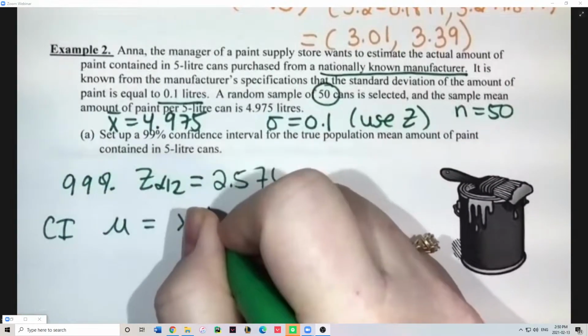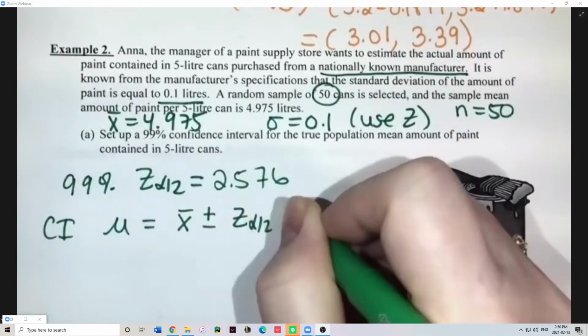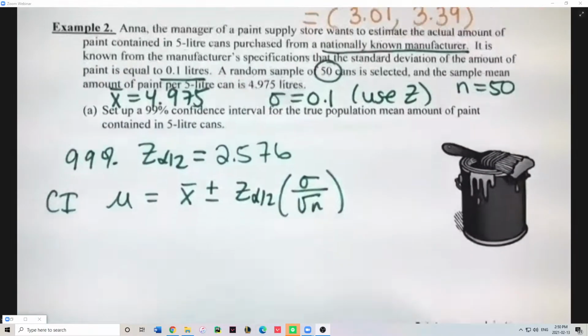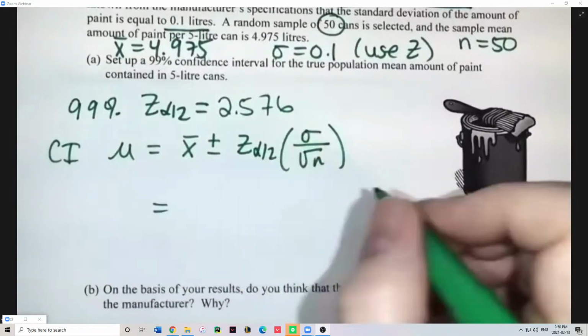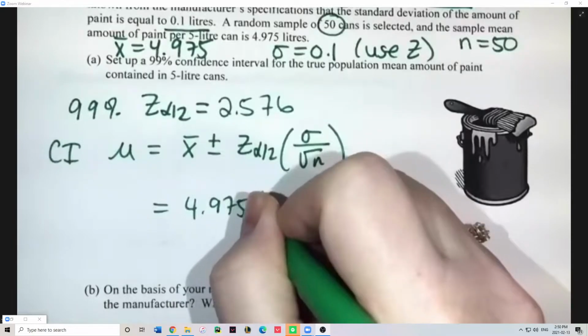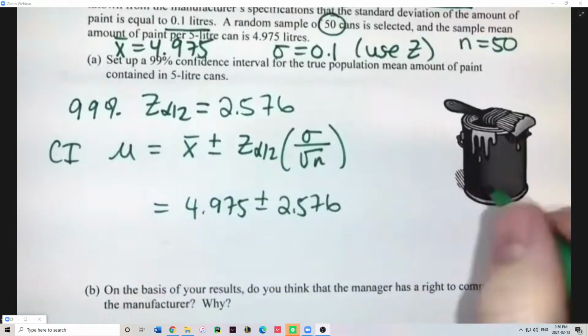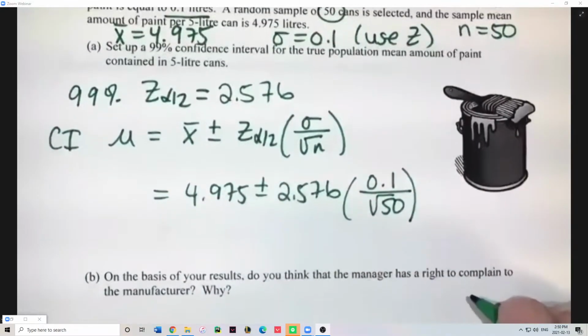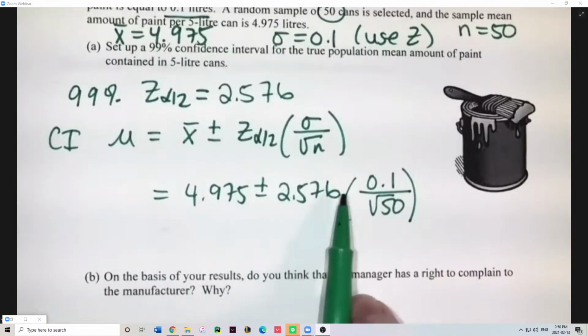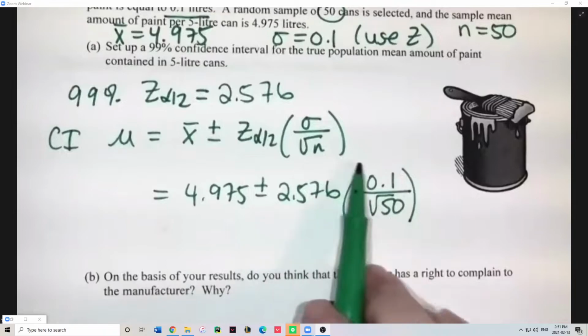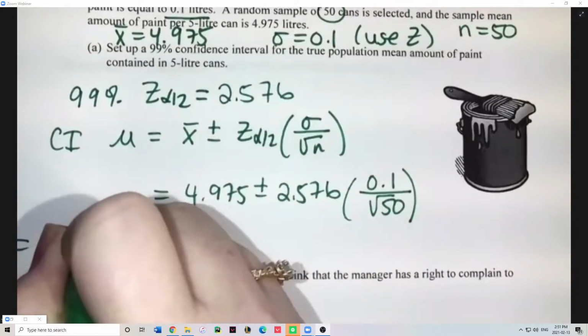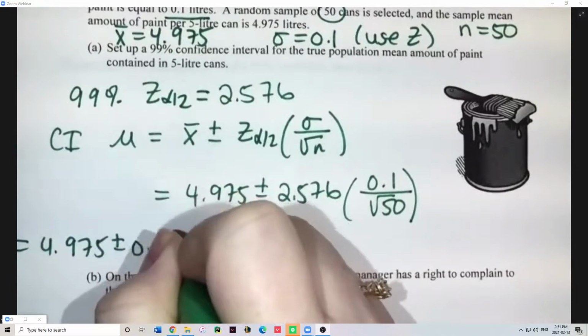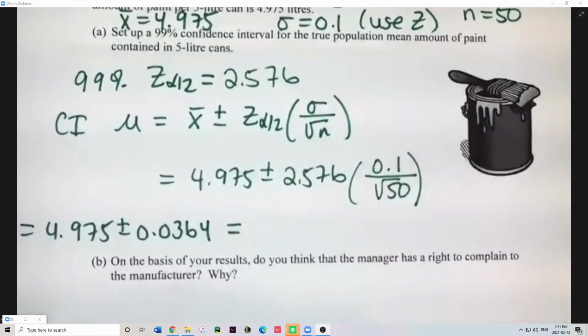So the confidence interval is X bar plus or minus critical Z times sigma over root N. So we have X bar is 4.975 plus or minus 2.576 times our sigma, which is 0.1, all over root 50. So we do 2.576 times 0.1 divided by root 50. Do all of this first. And we get 4.975 plus or minus 0.0364. And then we do 4.975 minus this and 4.975 plus this, and work out your interval.